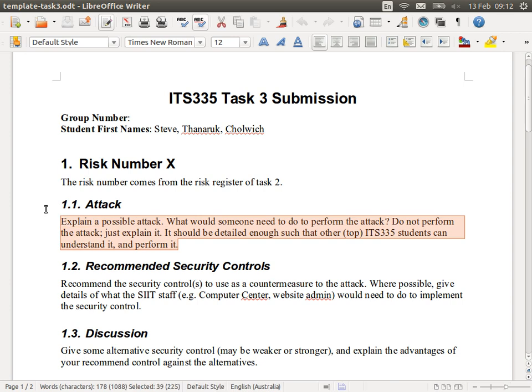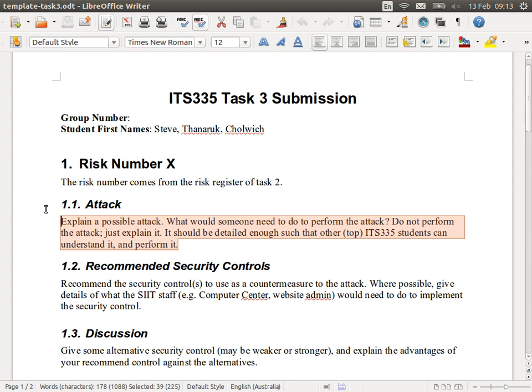How would you perform the attack? How would you get that information? Okay? As detailed as possible. So, for example, many people identify the risk of someone accessing the username and password for the Wi-Fi or the SIT internet login. It's the same system. How would someone obtain that information? How would someone perform the attack to get the username and password of another student? So this should describe how to do it. Don't do it. Okay? I think it's quite easy to describe how to do it without doing it in this case.